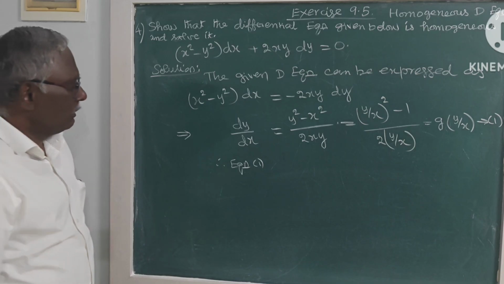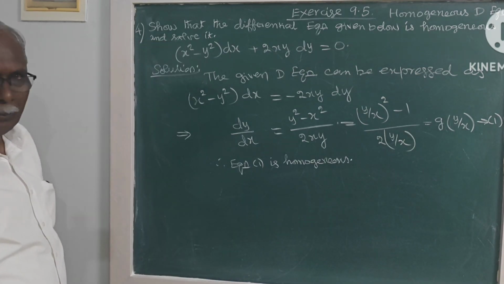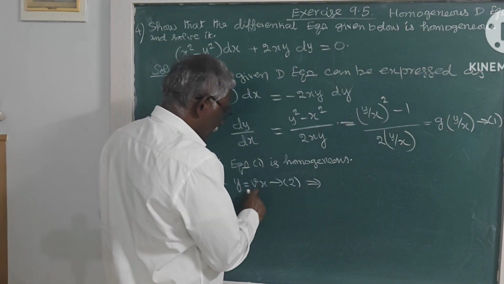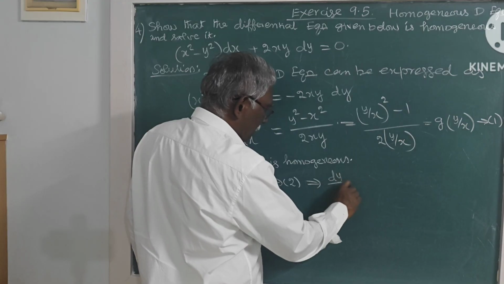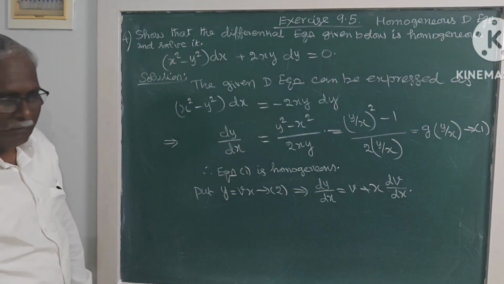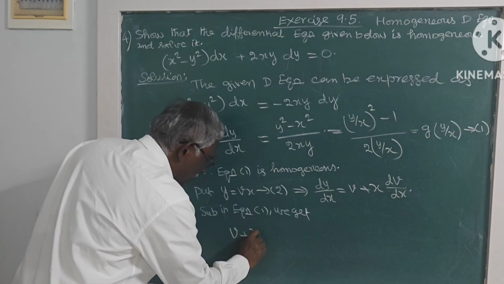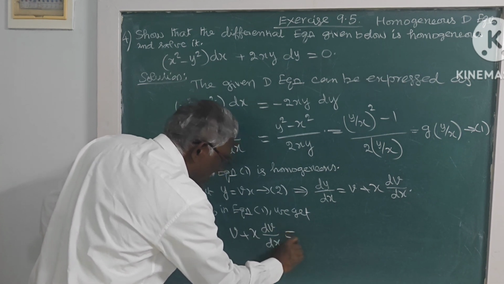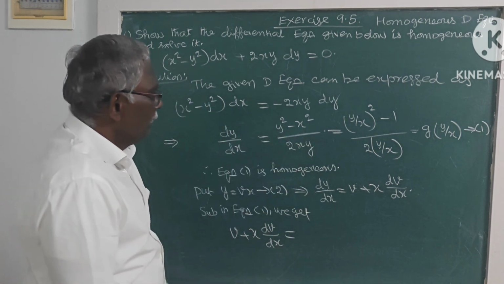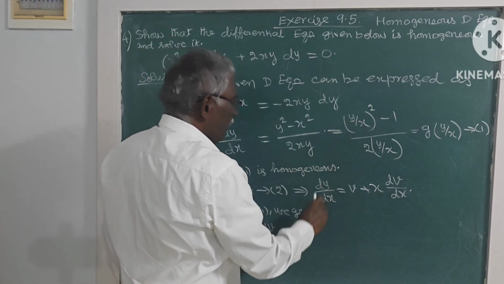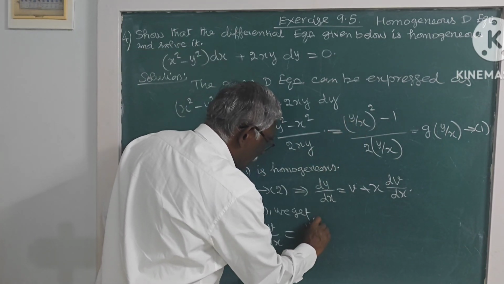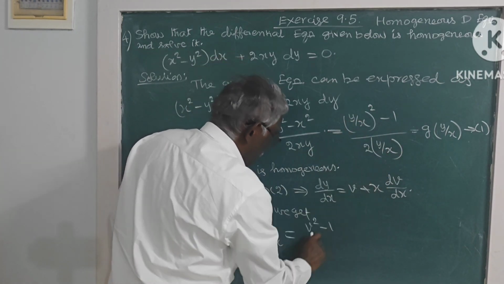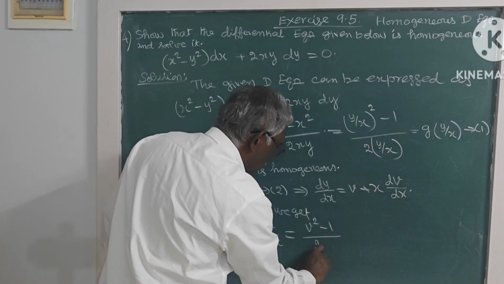Therefore equation 1 is homogeneous. Put y is equal to vx. So this gives dy by dx is v plus x into dv by dx. Substitute this in equation 1, we get x into dv by dx. So this is equal to, y by x is v, so v square minus 1 by 2v.